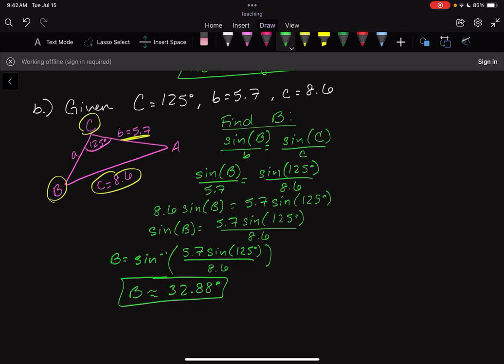So either there's one triangle or there's two triangles right now. There has to be at least one because I was able to get my first angle. If I got an error, it would have been no triangle. But since I got the angle, I'm definitely dealing with at least one triangle being possible here. So let me go ahead and draw that in. I get 32.88.